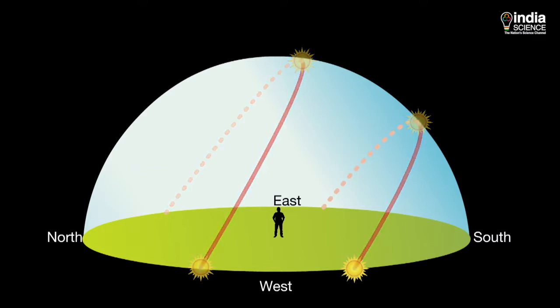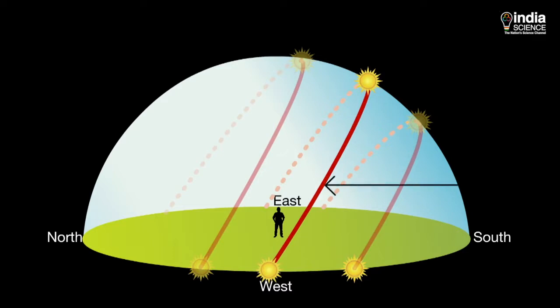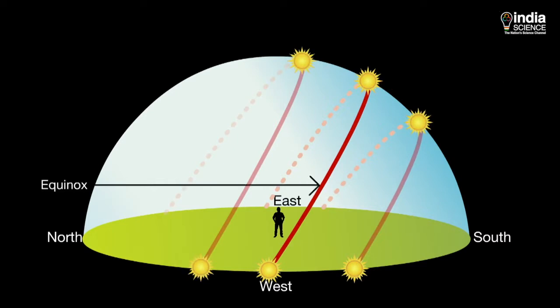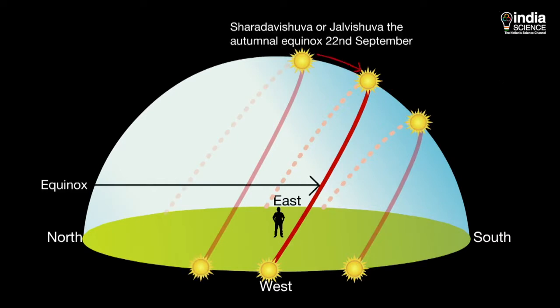Midway between these solstices, day and night become of equal duration everywhere on Earth. And the Sun would rise exactly in the east. These were called Vishuva or equinoxes. They occur on 21st March, called Mahavishuva or the vernal equinox, and 22nd September, called Sharada Vishuva or Jala Vishuva, the autumnal equinox.